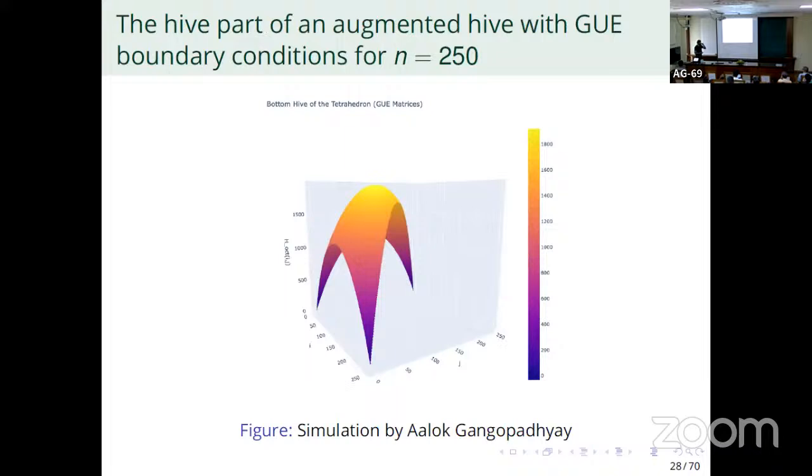So this is a simulation by Alok Gangopadhyay, who created this GUE hive with n equal to 250, and he'll talk more about this in the next talk. So this is how they look generally. This is that surface, the 3D surface that we talked about. And you can note that this curve here has a height that is roughly 1 over √2 times the height of this. And that is not a coincidence, because if you take two GUE matrices with standard deviation 1 and add them, you get a GUE matrix with standard deviation √2. So it just gets scaled up by √2, and this is observed after we do the simulation.